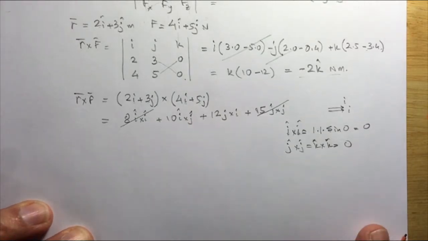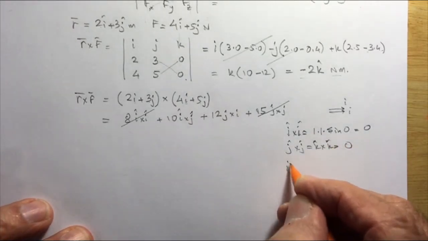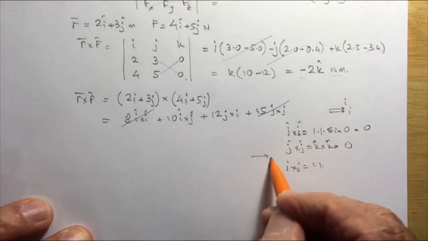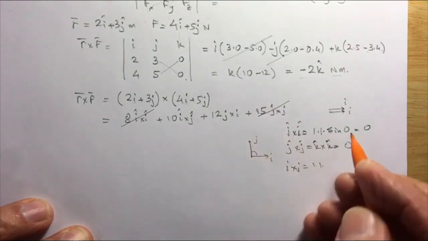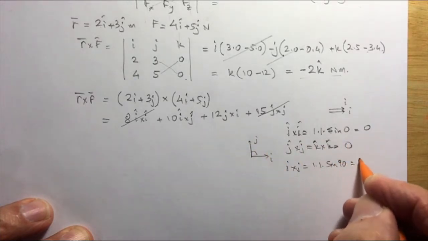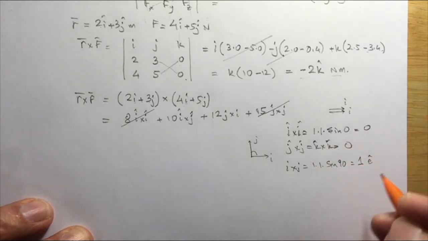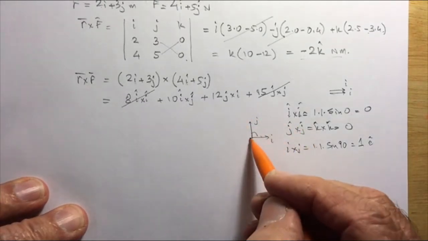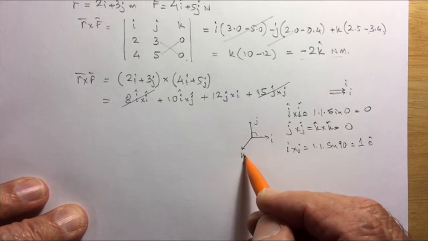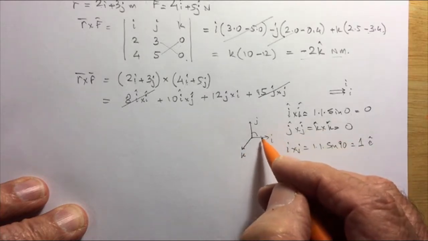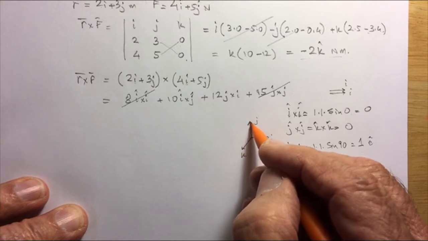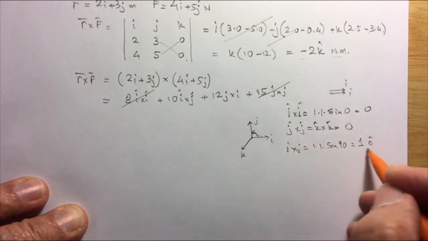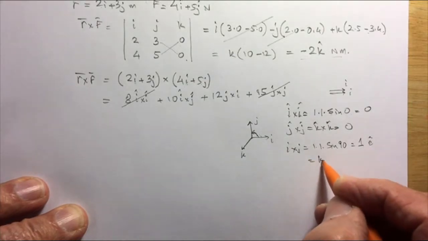Now what about i cross j? So i cross j is going to be 1 times 1, and the angle between i and j is 90 degrees. So that's going to be 1. But then what is the direction of i cross j? To get the direction, we draw i, j and the k, which is coming out of the page, and we write them so that they appear to be in a counterclockwise order. So i cross j would give us a k, so that's going to be 1k.